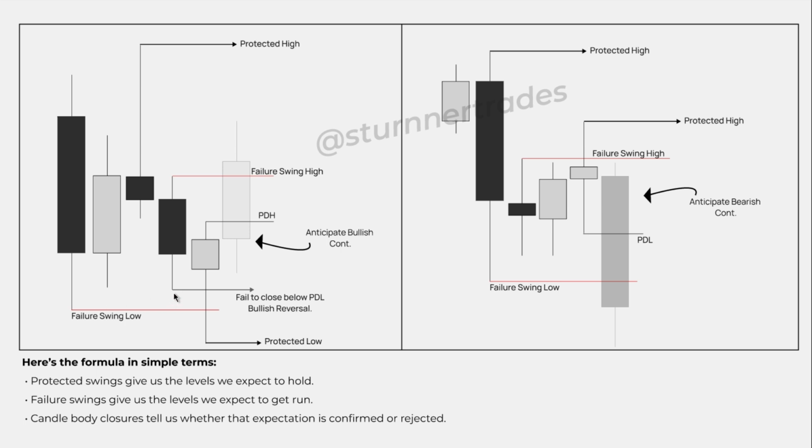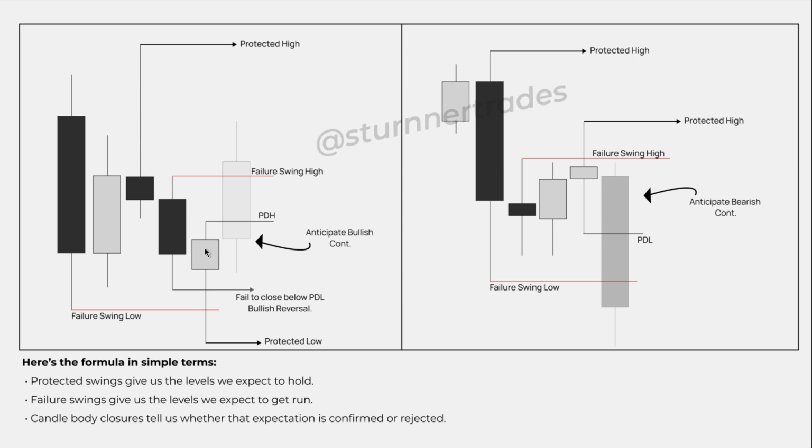And that's exactly what happened. Price swept the low and formed a protected low. And why is this low protected? It cleared the failure swings to the left and held as a stand-alone low. Notice the daily candle closed back inside the previous day's range instead of closing below it. That confirms a bullish reversal day.